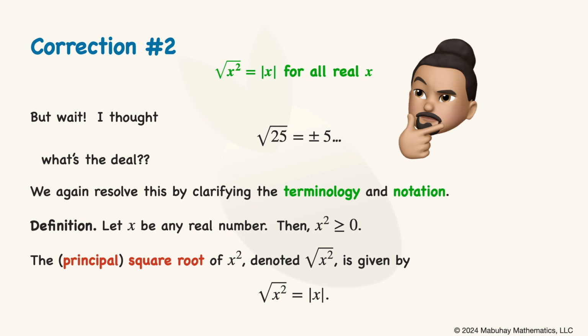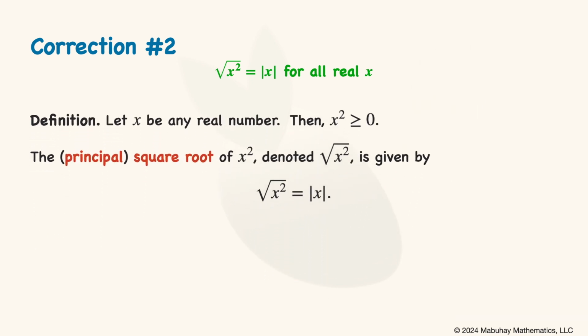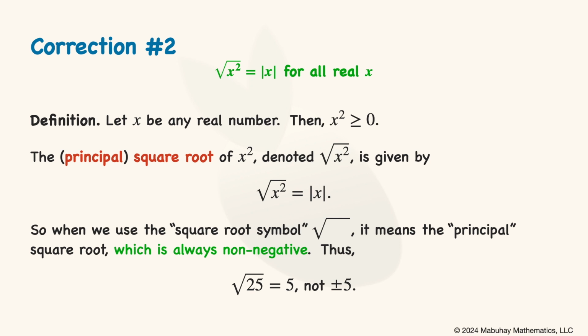If this is the first time you've seen the square root of x squared reduced to the absolute value of x, go ahead and say it out loud with me. The square root of x squared is the absolute value of x. And this is true for all real numbers x. So that means that when we use the square root symbol, it implies automatically that we're referring to the principal square root, which can't be negative. It's an absolute value. So when we write the square root of 25 like this, it reduces to 5, not plus or minus 5.